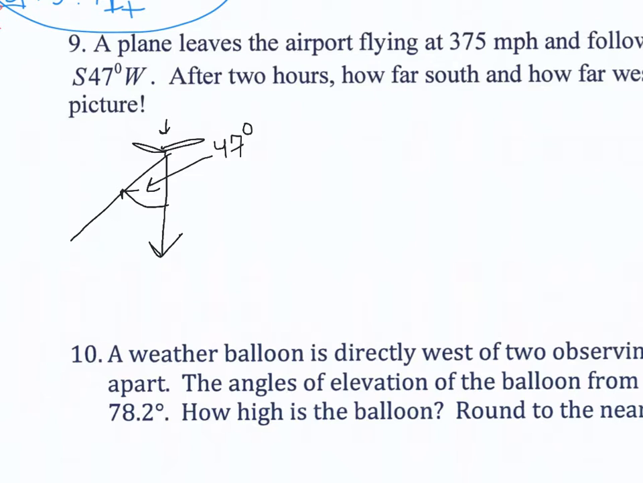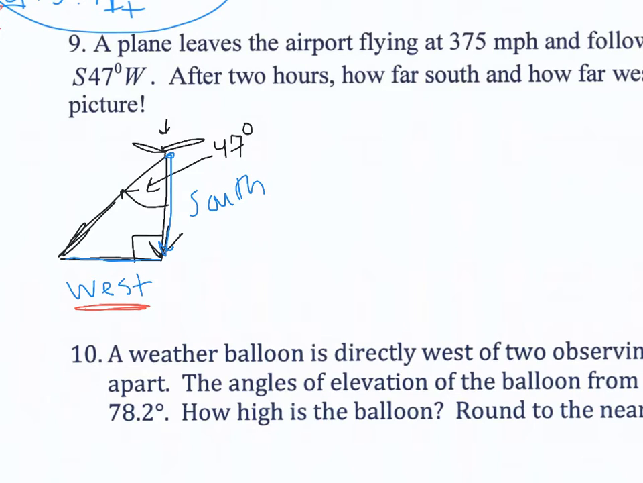What I then do is I continue both those lines and I extend them so that I can create a right triangle. If I then label, I know that this distance down was my south, right? Up and down is north or south. Left and right is east and west, so I know this is west.